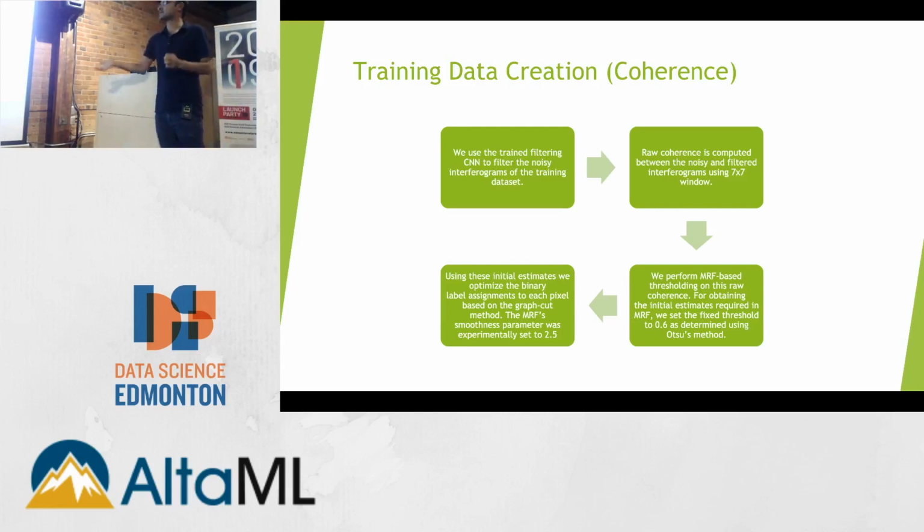But the raw coherence itself is extremely grainy, and it's not really that useful. So we do the MRF-based thresholding on that raw coherence, because in an MRF-based method you need something like a prior or initial estimate, and then it improves that based on iterations. For getting that initial estimate, we perform the third step that we see here. For setting the initial threshold, we use Otsu's method, and it determines the initial threshold. So then finally, using the MRF, we improve that initial estimate.